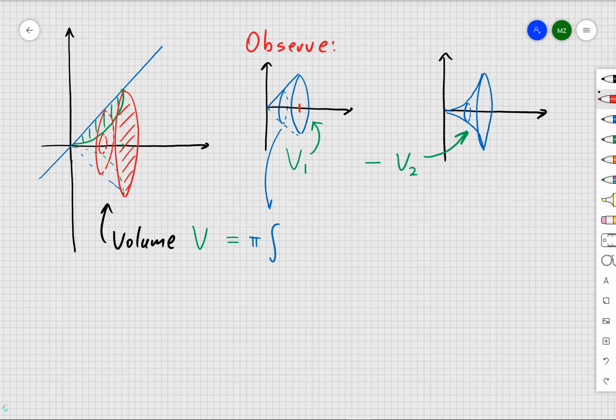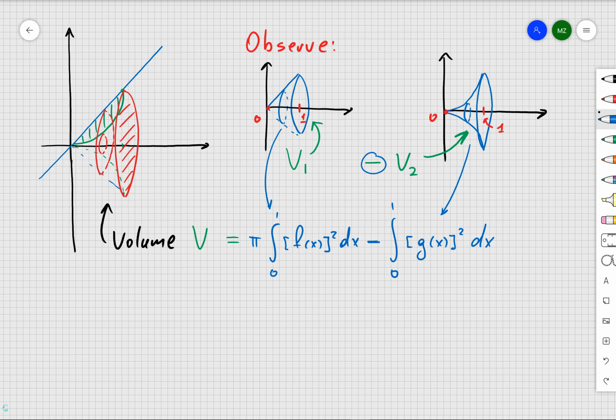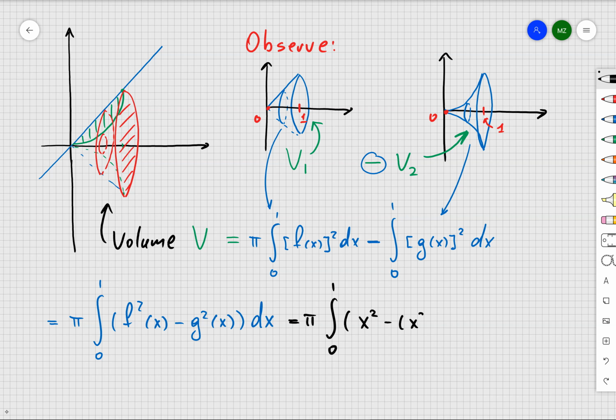In other words, the formula is going to be the following. For the first volume, from the previous problems, we know that the volume is equal to pi times the integral from 0 to 1 of f squared dx minus the integral from 0 to 1 of g squared dx. I missed pi, but you can think about it as I just factor out my pi. So if I bring those two functions under the same integral, I'm going to obtain pi times the integral from 0 to 1 of f squared minus g squared.